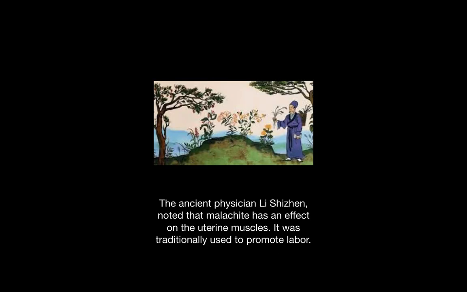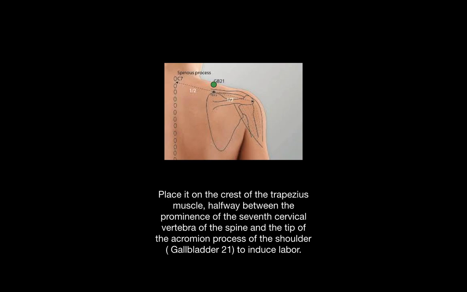The ancient physician Li Shizhen noted that malachite has an effect on the uterine muscles. It was traditionally used to promote labor. Place it on the crest of the trapezius muscle, halfway between the prominence of the seventh cervical vertebra, which is the largest bone of the spine, and the tip of the acromion process of the shoulder blade. This point is called gallbladder 21 and is used to induce labor.